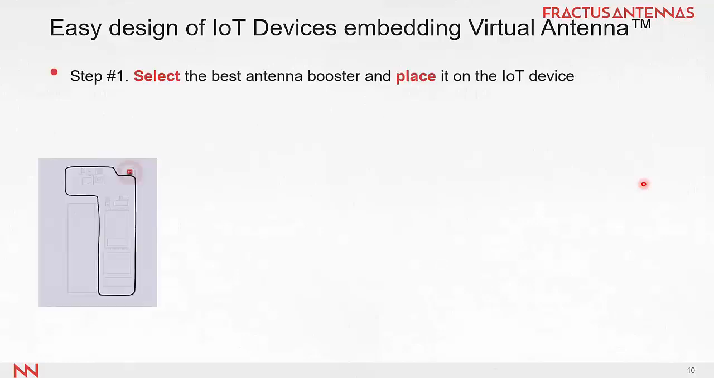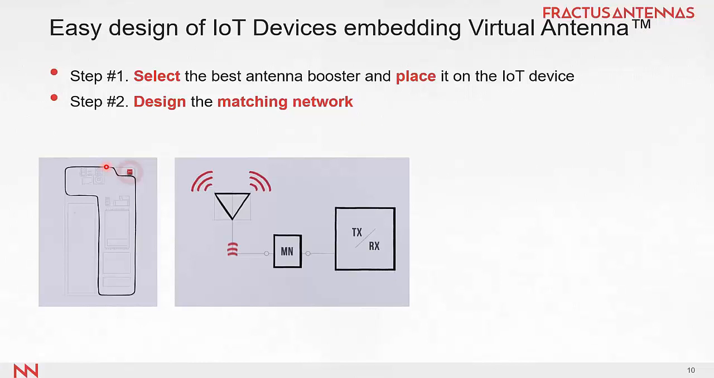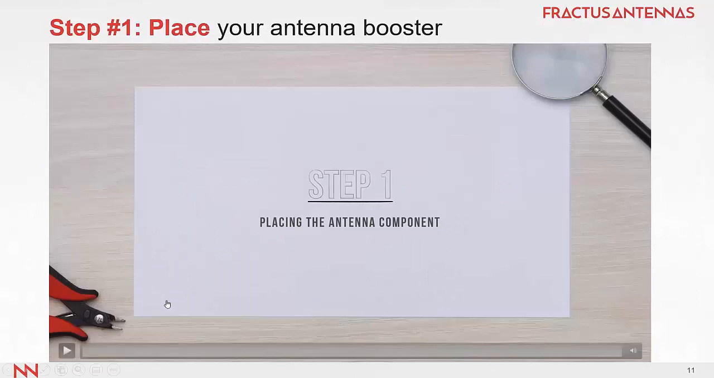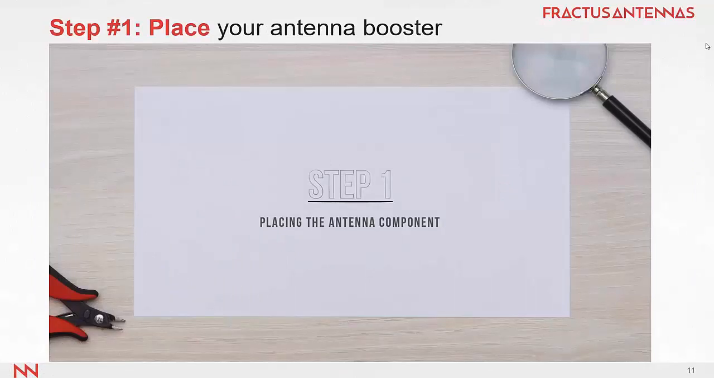Okay, so let's see the design flow chart for virtual antenna. It's quite easy. Step one is to select the antenna booster that best fits your device, and place it in the best position. The second step, once you have the antenna booster in your device, is to design the matching network. And the third step, as you all know, is to measure the device in terms of S parameters, as well as efficiency and radiated power. So let's see these very nice videos just to summarize all these 3 steps. Let me check, and I will share the videos.